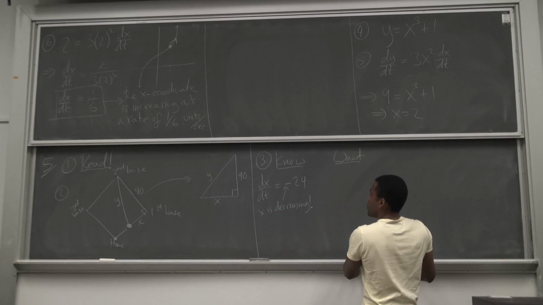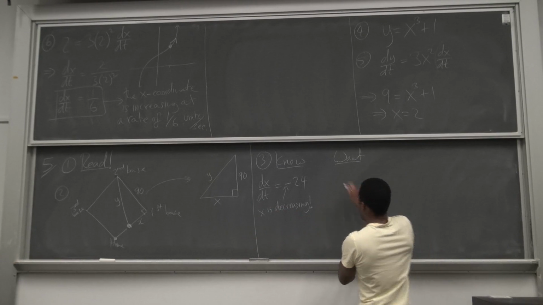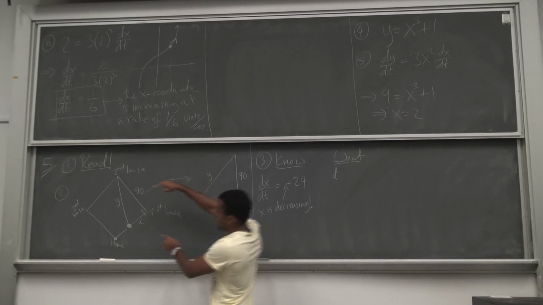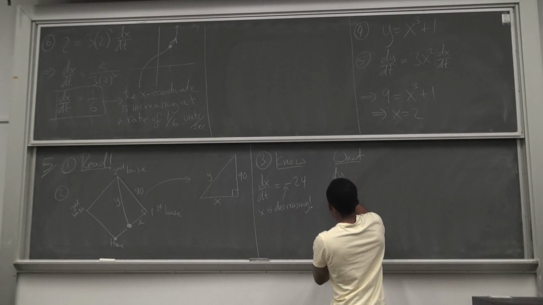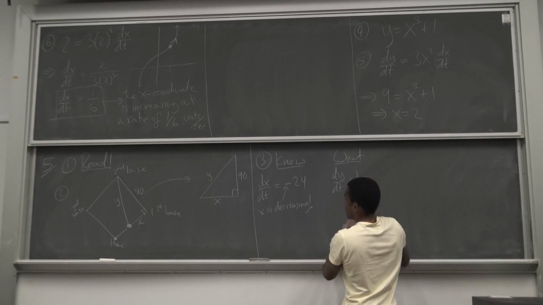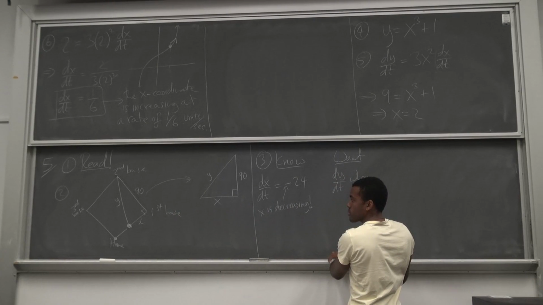Okay. Now what do we want? I want to find out y prime, that's how fast his distance from second base is increasing. When do we want it? When he's halfway to the first base. Okay, how would I describe that situation?